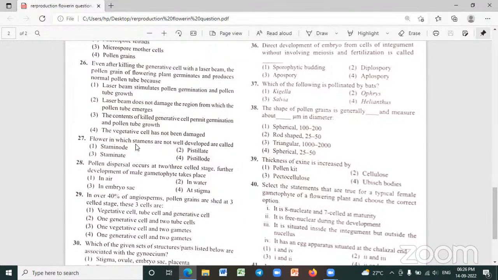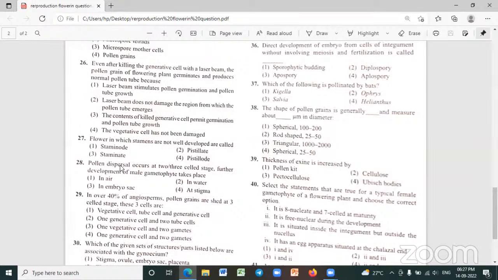And then: a flower in which the stamens are not well developed is called? Which one do you know? Stamen, it is called a staminode. Pistillode means female. Staminate has reproductive ability, and pistillate is also reproductive ability. Pistillate is female, but here they asked about the stamen. Stamen means staminode, already I told you.